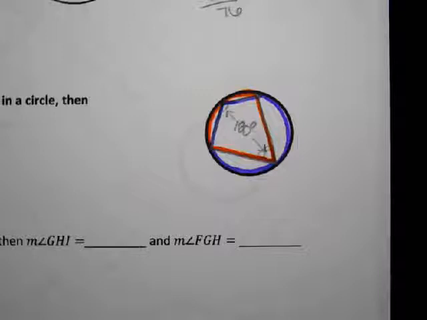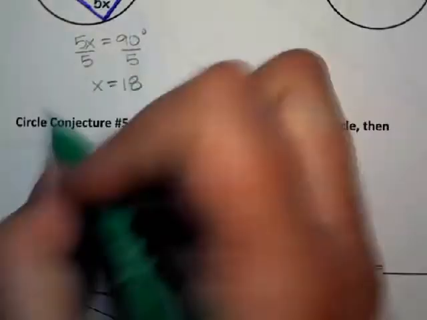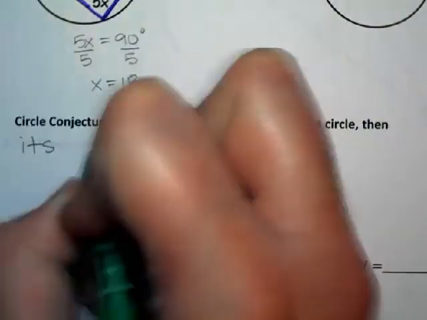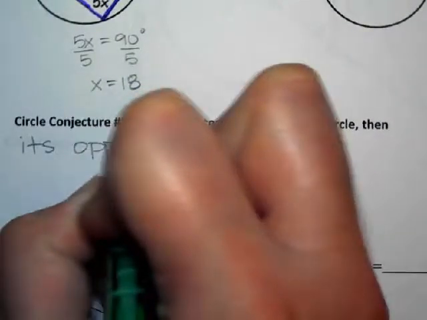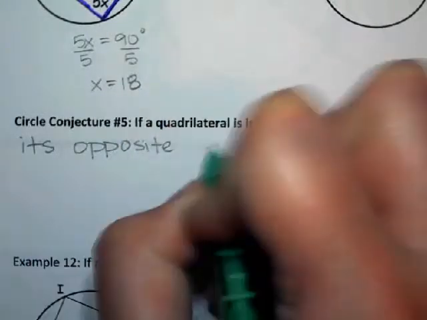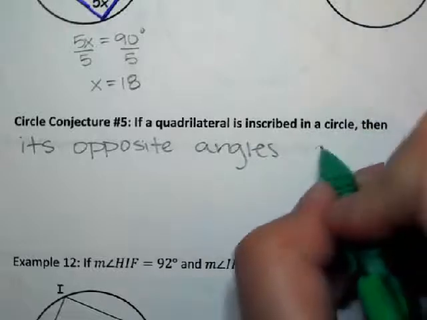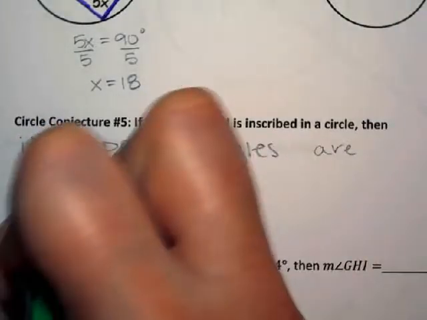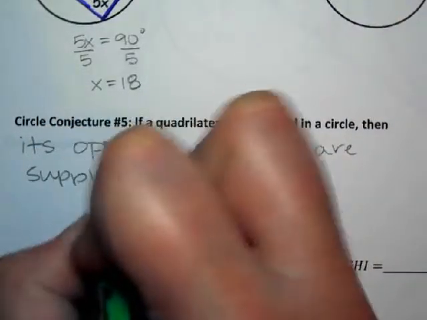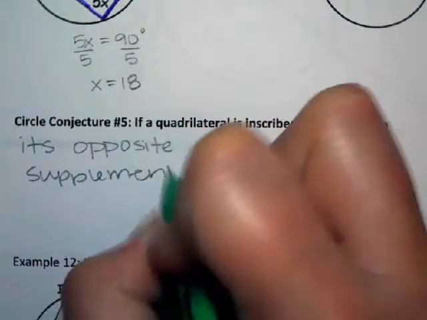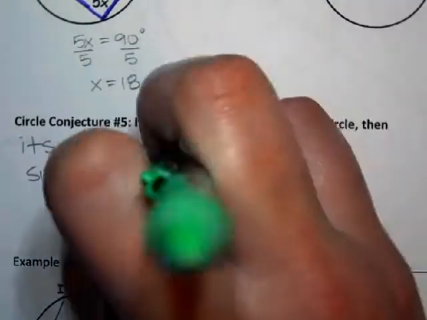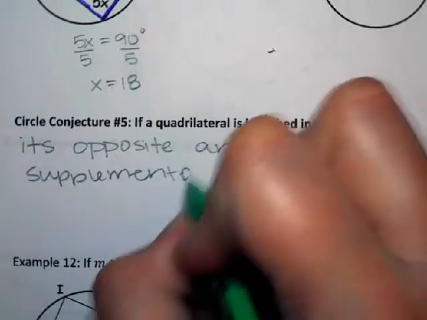Okay, so let's finish this sentence. If a quadrilateral is inscribed in a circle, then its opposite angles are supplementary. They add to 180.